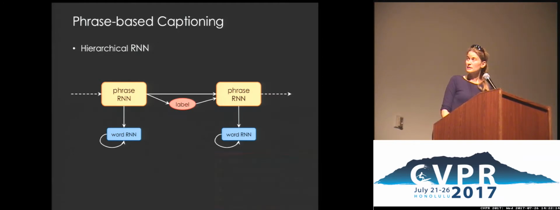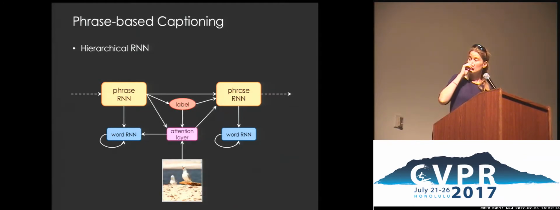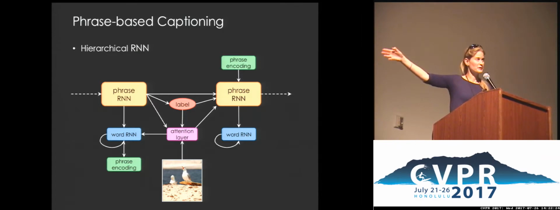Okay? You have some label, and you also add the image. At each time step, you're going to be looking at the image the standard way, using attention, and some way of encoding what you have produced and passing it to the next time step. And this is actually important so that the next time step knows what you have previously produced.